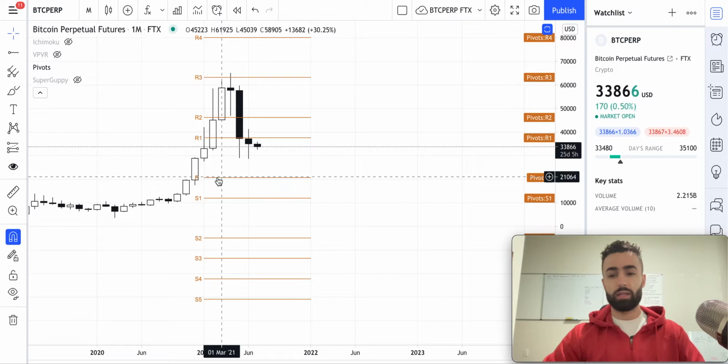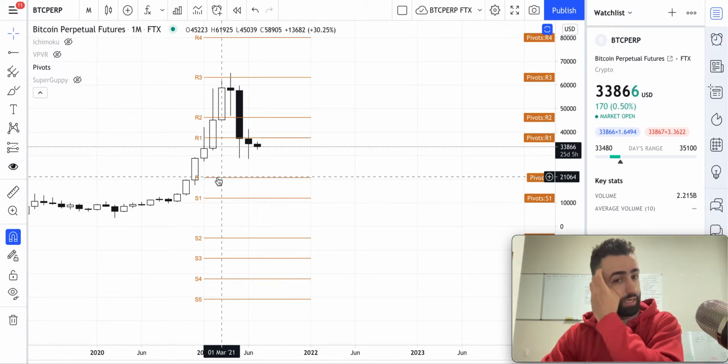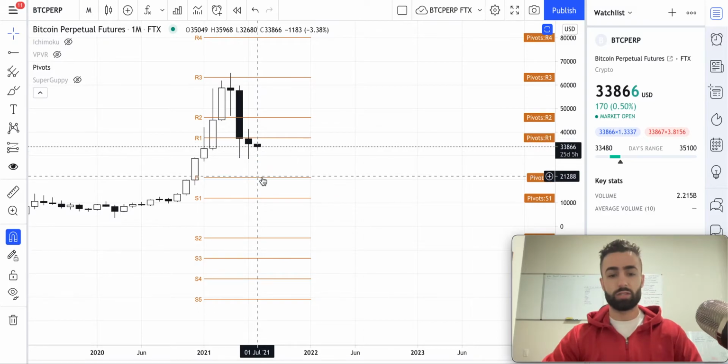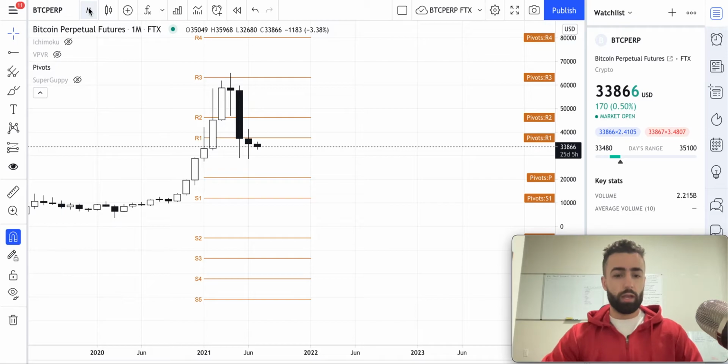The pivot is support or resistance depending on where the price is in relation to it. So right here, the price is above it, so it's going to be support. If the price was below it, it would be resistance. And we'll talk about this indicator more throughout this video as price has been reacting to these levels on different time frames. So let's go to the weekly time frame.